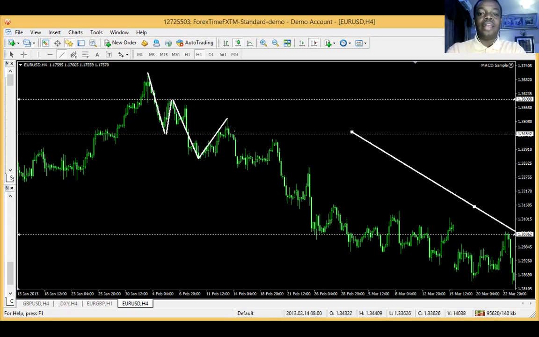Okay, look at now. Let's keep drawing. I'm drawing a swing. I'm taking a swing from swing. I will show you how to draw a valid swing, the rules that pertain to drawing a valid swing. I'm drawing. You see, the price is moving in waves.